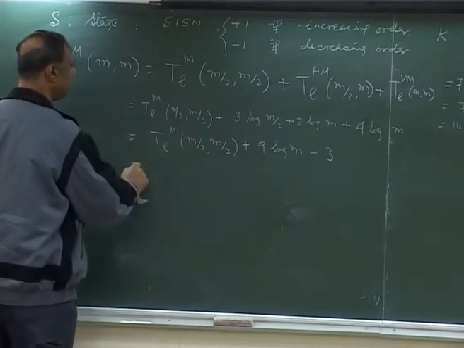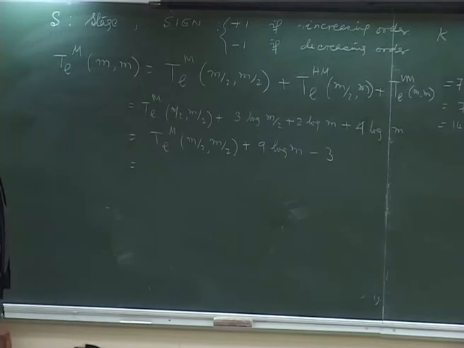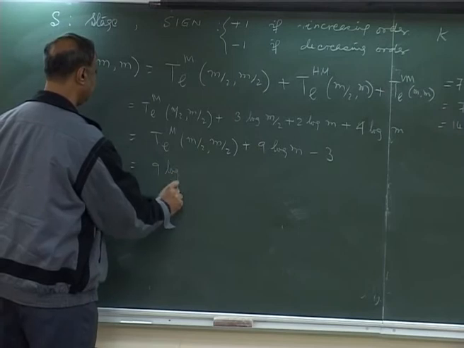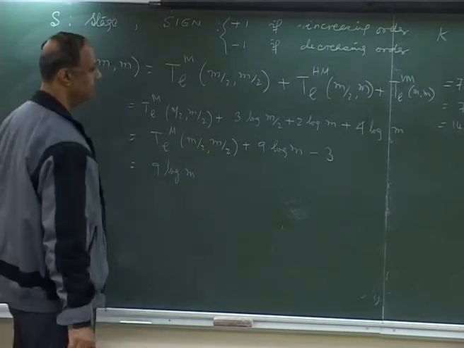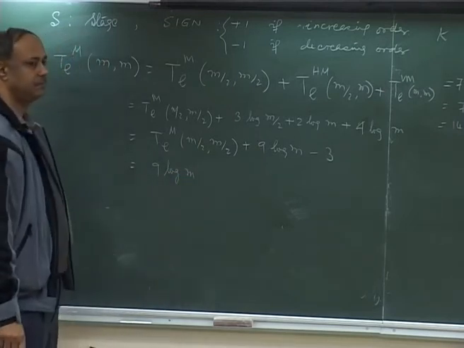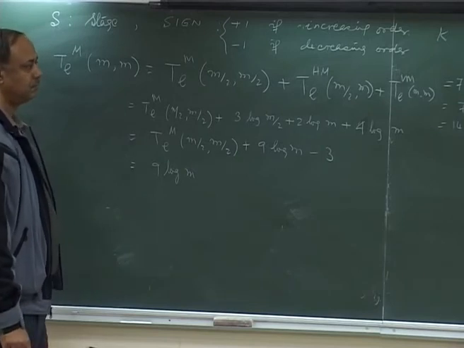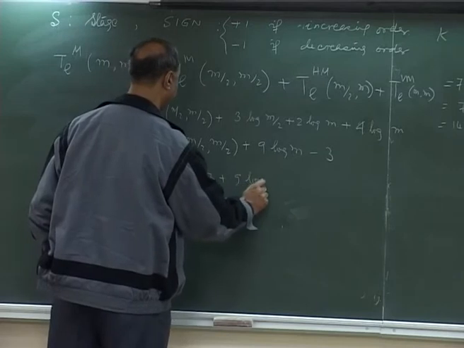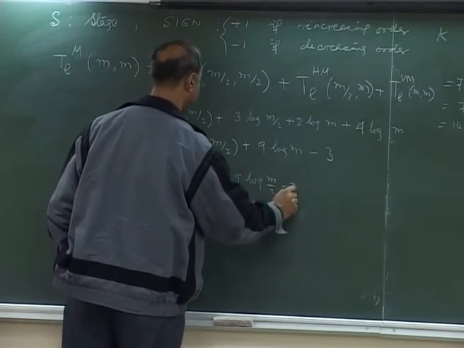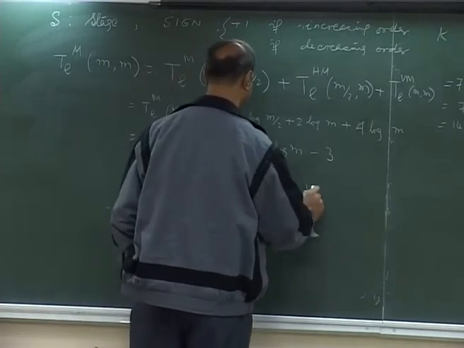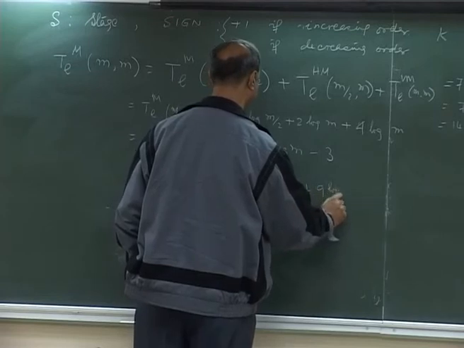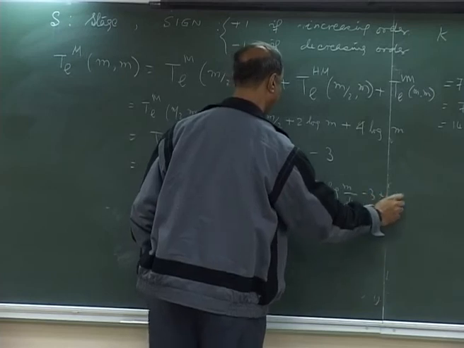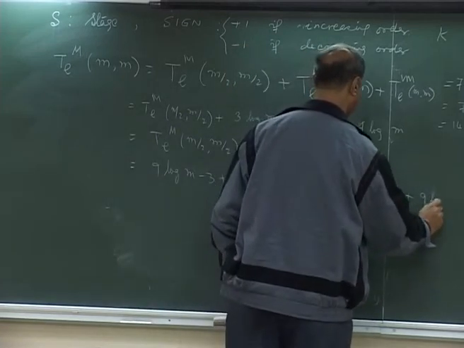So what is the solution for this? 9 log m, tell me, minus 3 plus 9 log m by 2 minus 3 plus 9 log m, 4 minus 3, 9 log m.